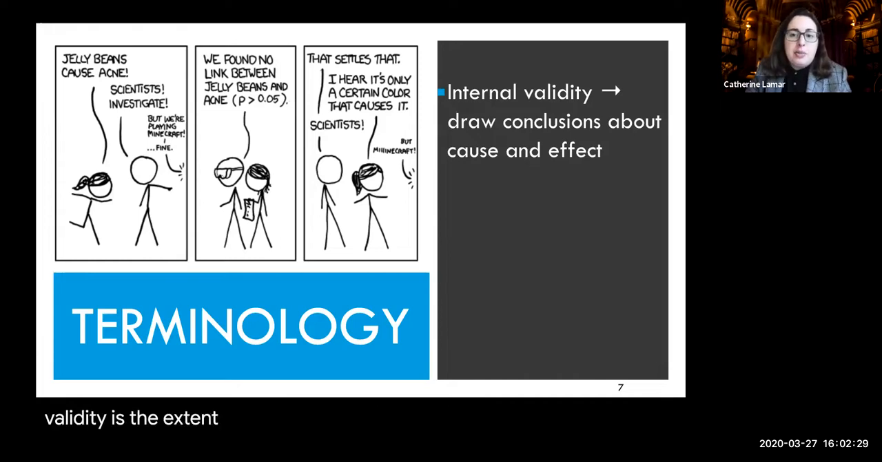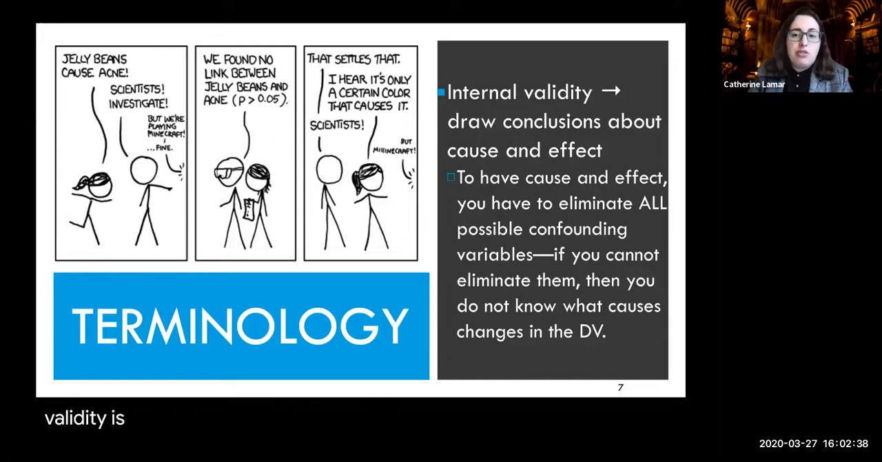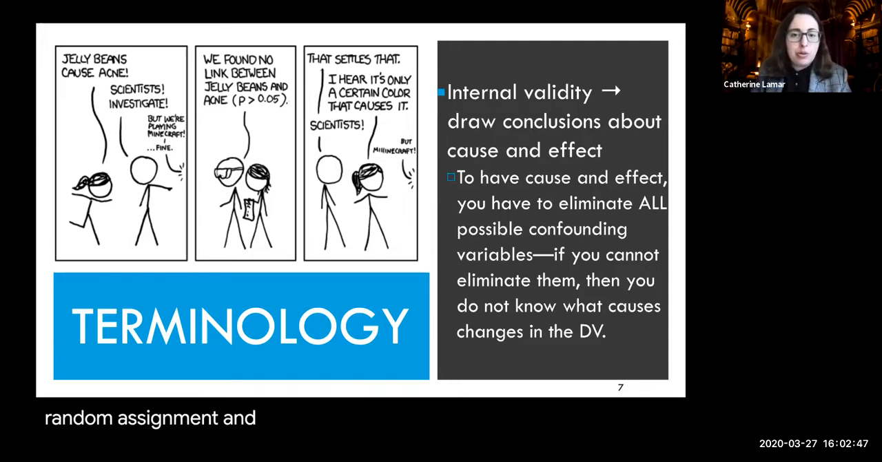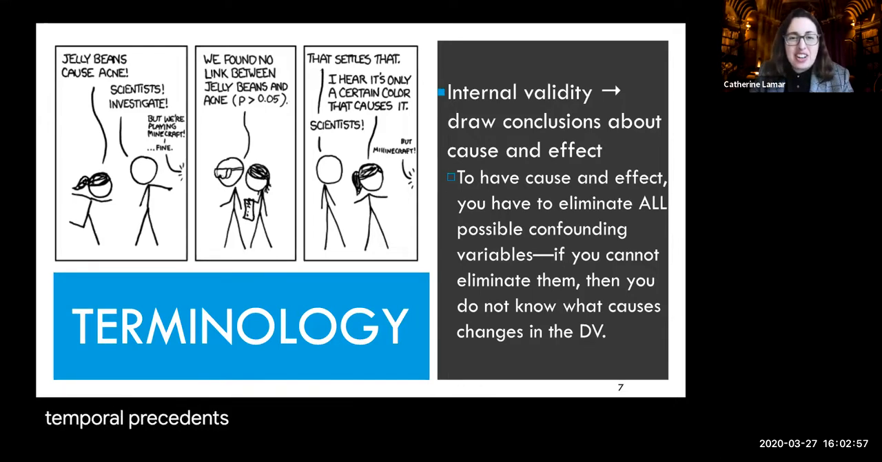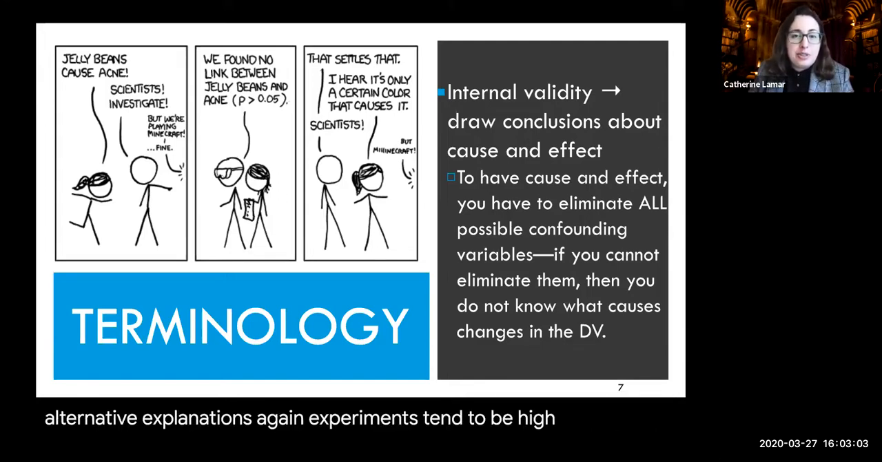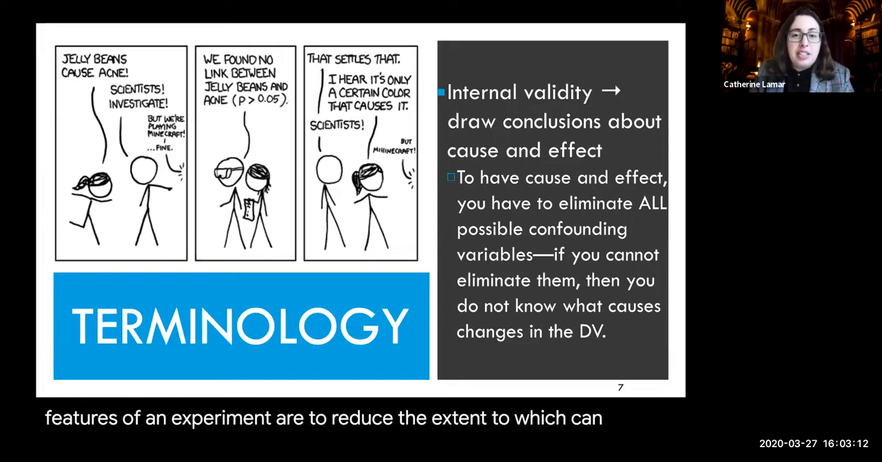Internal validity is the extent to which we can draw conclusions about cause and effect between our independent and dependent variables. And internal validity is always stronger in experimental designs because experimental designs have those three key things: manipulation of the IV, random assignment, and experimental control, which then help us establish the three things needed for cause. And those three things are temporal precedence, covariation of cause and effect, and elimination of alternative explanations. Again, experiments tend to be high in internal validity for that reason. But what we're trying to do with the three key features of an experiment is to reduce the extent to which confounding variables could have an impact.